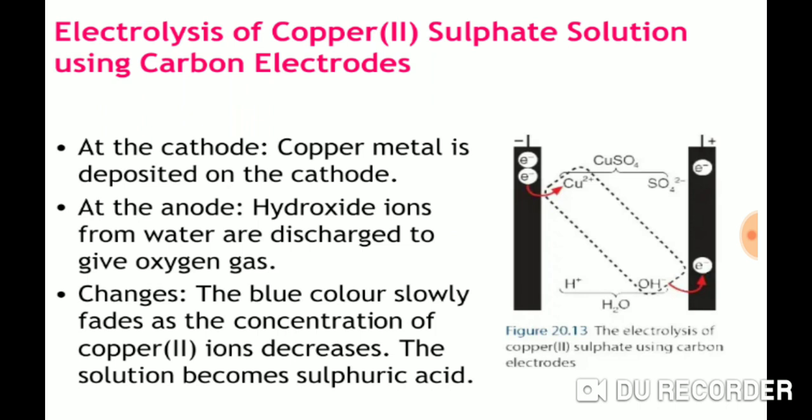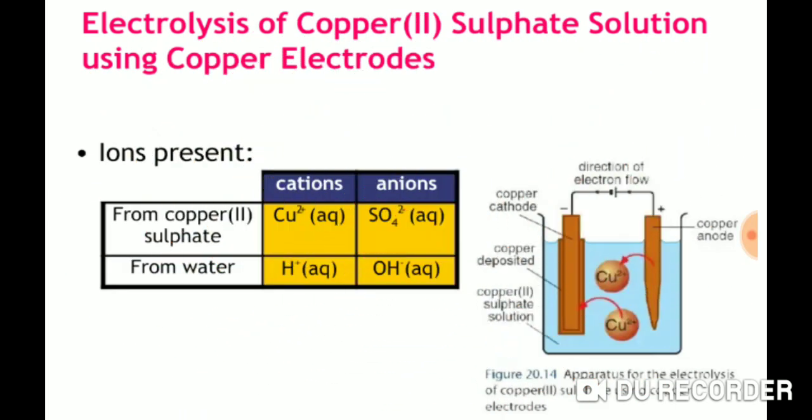Now let us see what changes occur. We know that copper sulfate is blue in color, CuSO4·5H2O. The blue color of copper sulfate slowly fades as the concentration of copper ions decreases. Hence, after some time the solution turns light blue due to the decrease in concentration of copper ions.